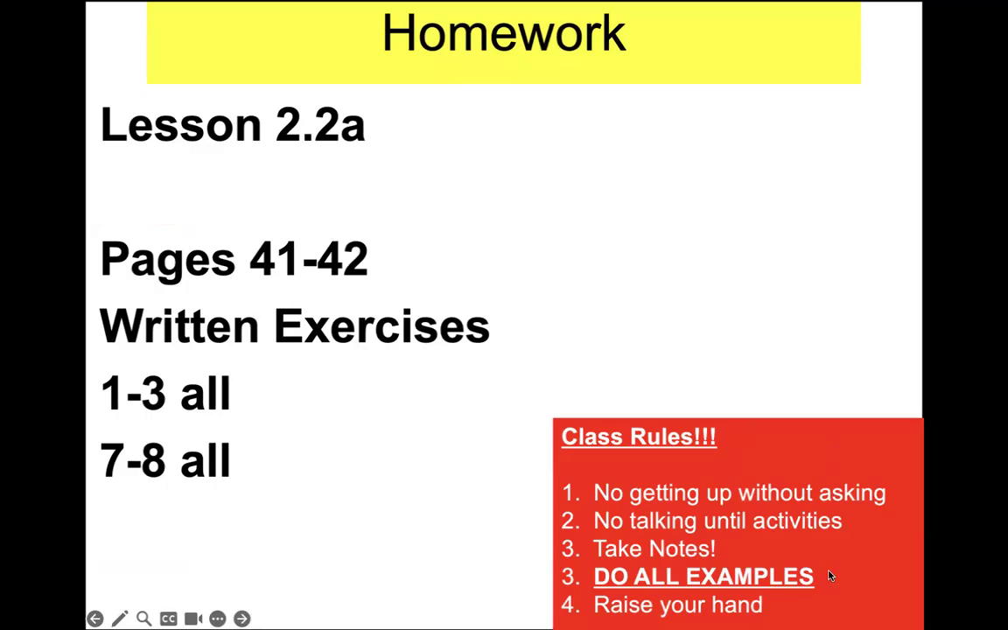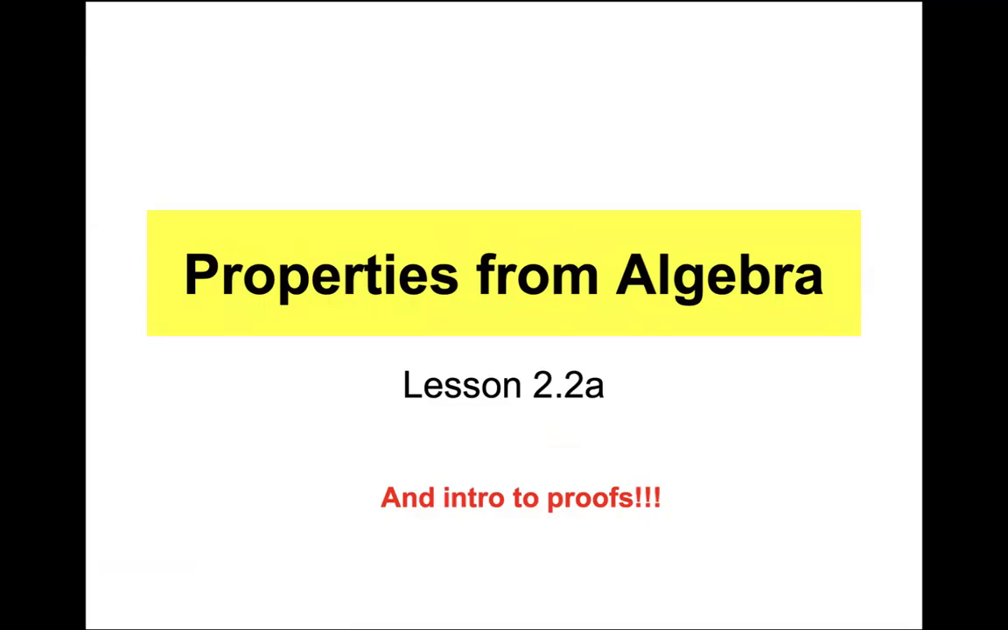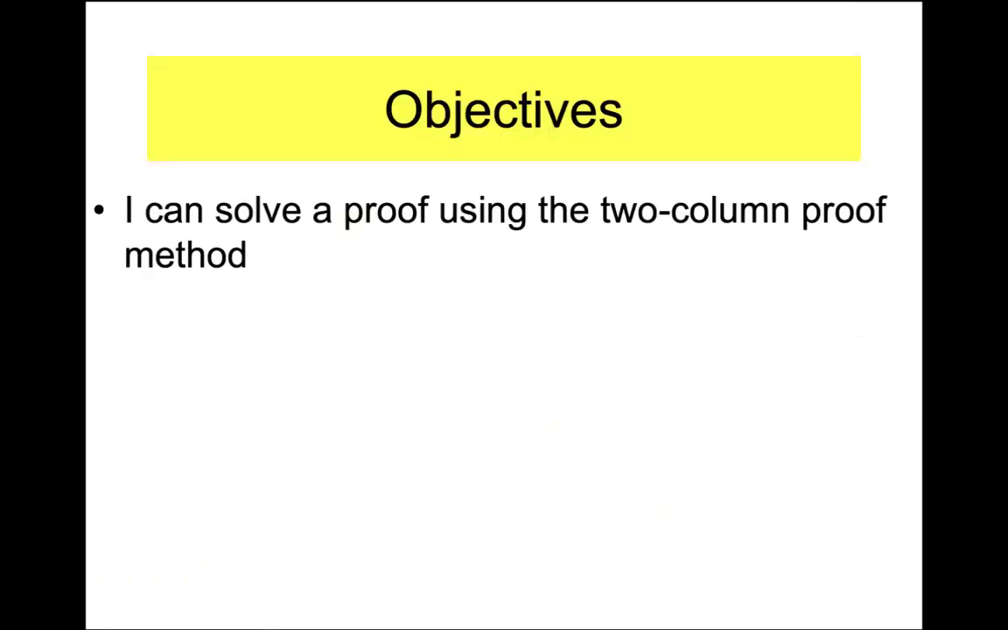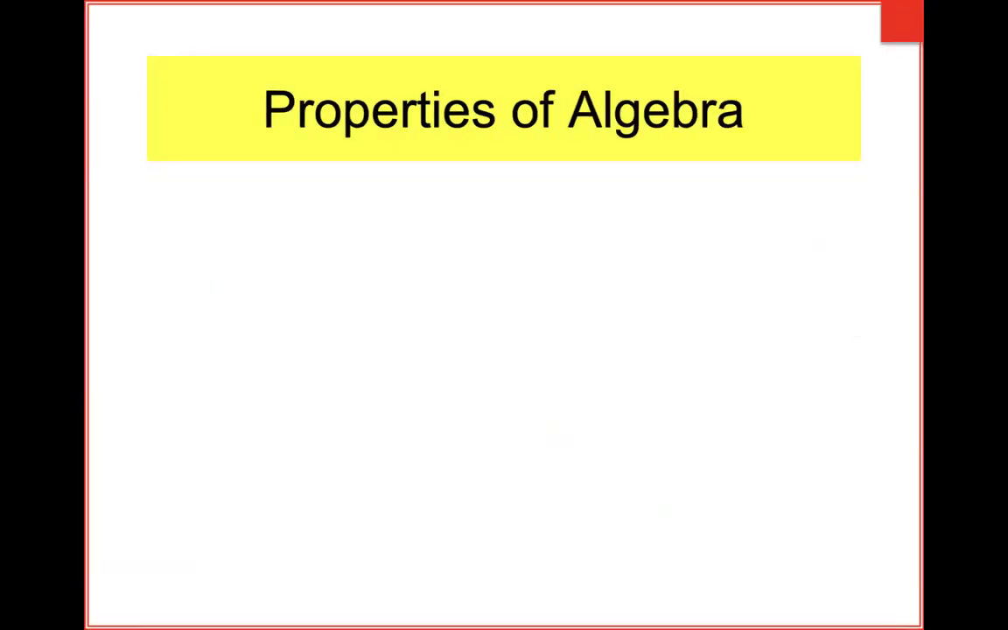Okay, here we go. Yes, I am breaking this into two lessons. Lesson 2.2, homework for tonight. All right. So even though we will talk about properties from algebra, that's an important part. The real important part of this lesson is your introduction on how to do proofs. So really what I want you to do is learn how to do a two-column proof today.